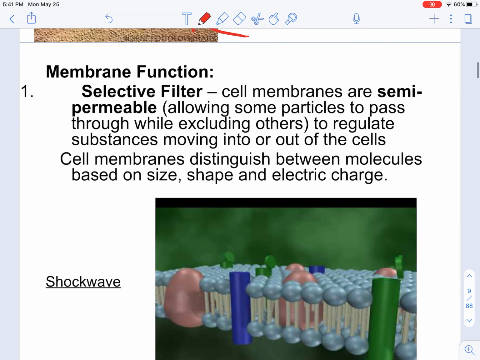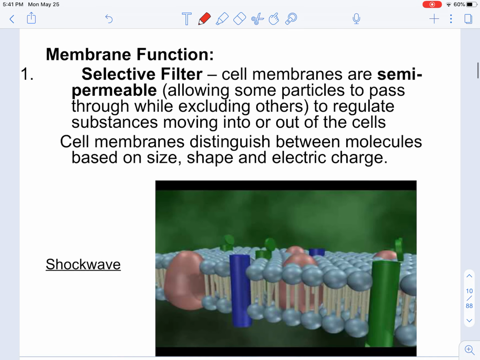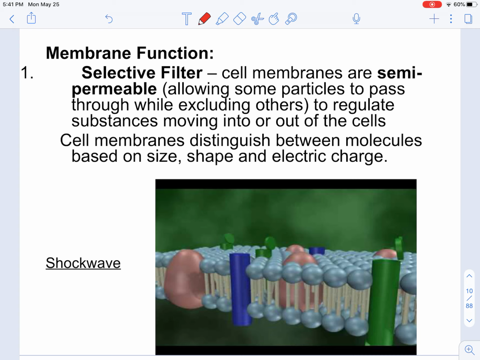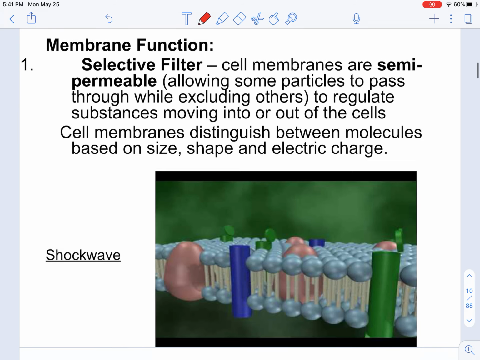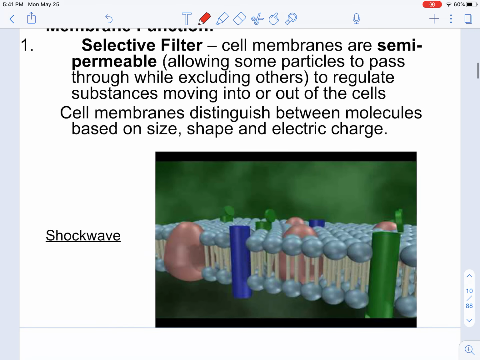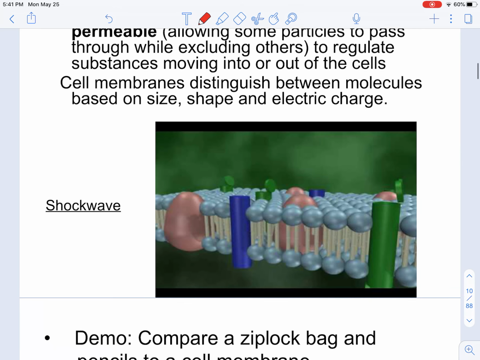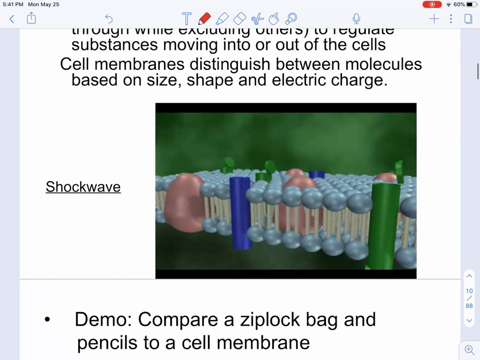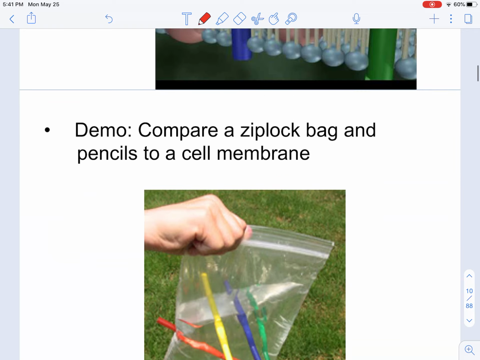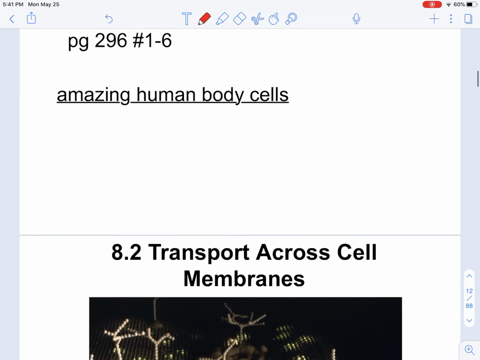Jobs of the membrane: some of them are filters, so they're semi-permeable. Semi-permeable means that certain things are allowed to pass through the cell membrane, others are not. Sometimes it depends on the size, shape, or electric charge of the substance, whether or not the cell allows it in.